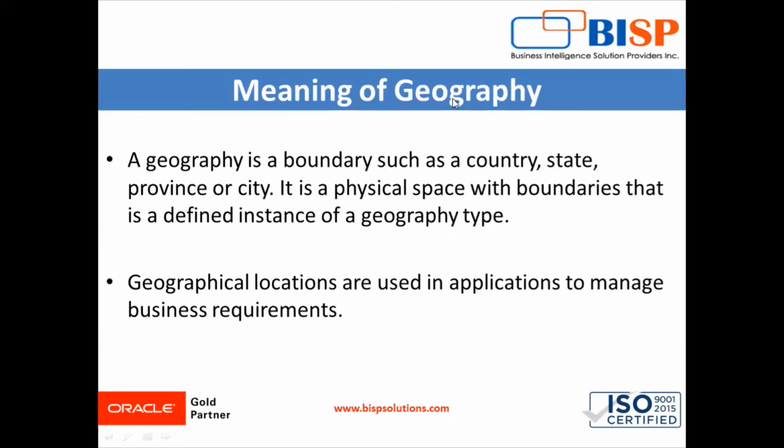Meaning of geography. A geography is a boundary such as a country, state, province, or city. It is a physical space with boundaries that is defined as an instance of a geography type. In other words, geography is a physical space on Earth, such as a location or region, defined by a boundary. For example, it may be an existing geopolitical location such as St. John's or Peru. Geographical locations are used in applications to manage business requirements such as sales territories, transportation, deliveries, taxation, logistics, and so on.